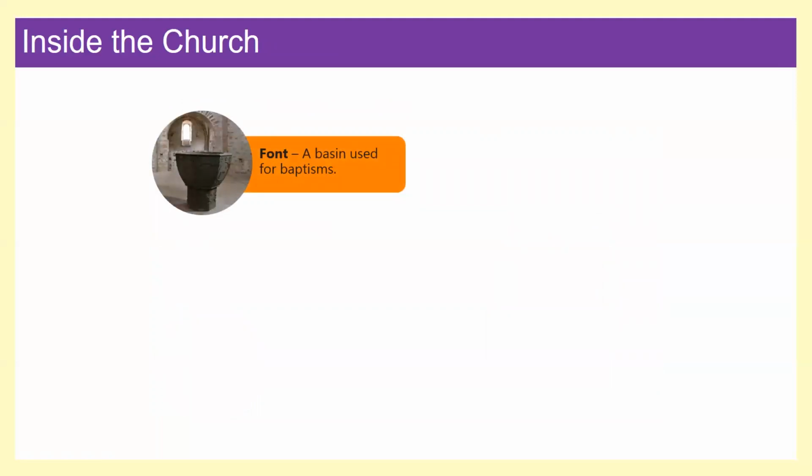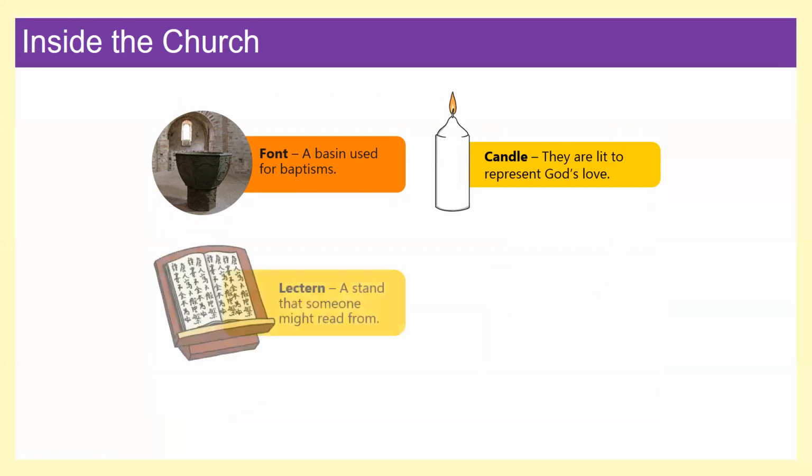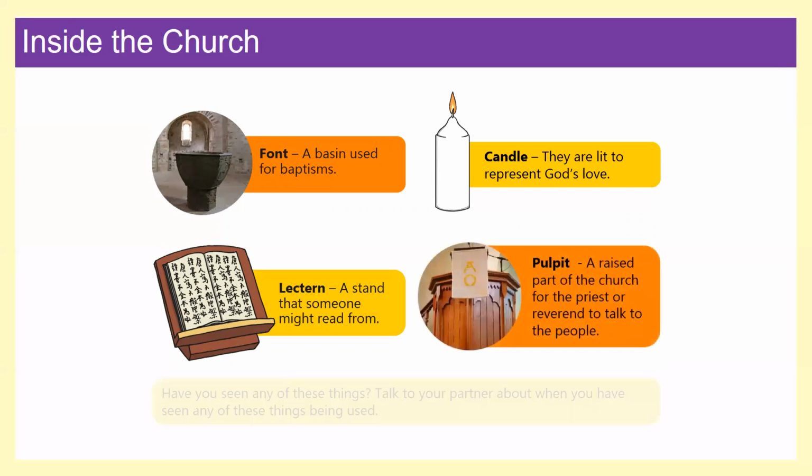You also see a font, which is a basin that is used for baptisms. We all know from our previous learning in the autumn term that candles are often featured quite heavily in churches, and they are lit to represent God's love. You'll also have a lectern in a church, a stand that someone might read from, so they would read the Bible inside a Christian church.